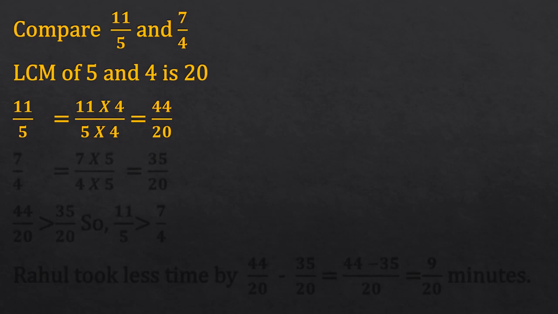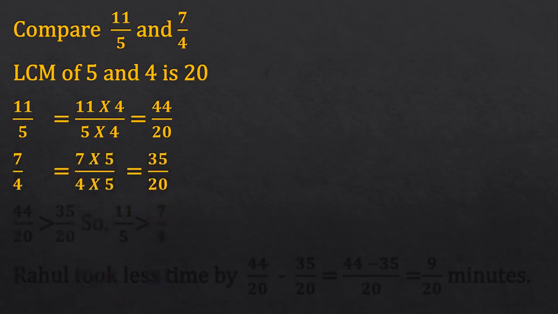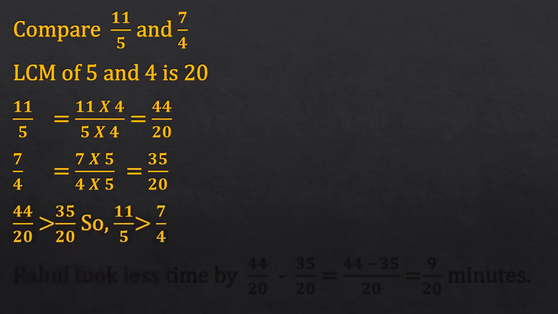Now see question number 9. Jadev takes 1 1/5 minutes to walk across the school ground and Rahul takes 1 3/4 minutes to do the same. Who takes less time and by what fraction? Time taken by Jadev to cross the school ground. How much time taken by Jadev? It is 1 1/5 minutes. Convert into improper fraction. It is 6/5 minutes. Time taken by Rahul to cross the school ground, 7/4 minutes.